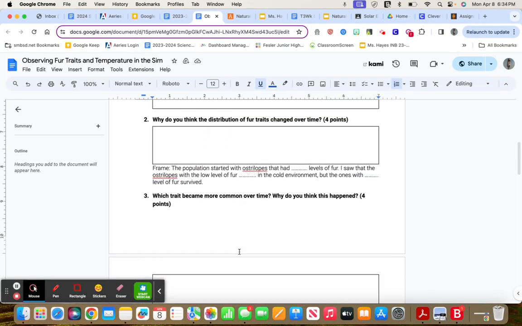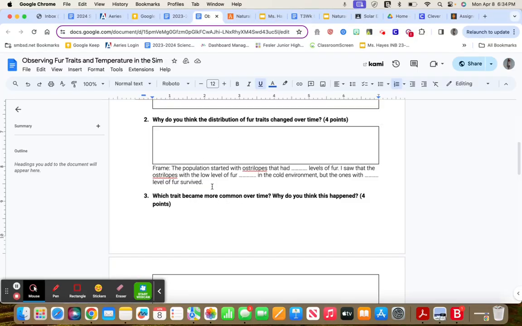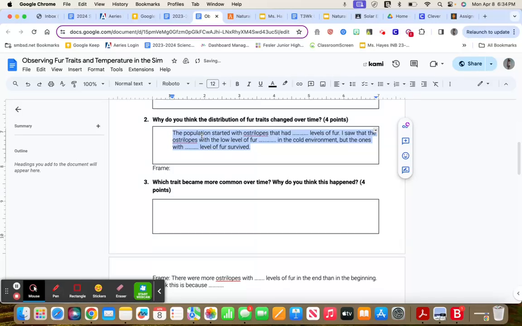And then we're going to answer the 2 questions. Why do you think the distribution of traits changed over time? The bar graphs don't match. Why do you think they changed? And I did put a frame that you can copy and paste into the box if you want. And then fill in the dots, meaning you need to fill in the rest of the part.